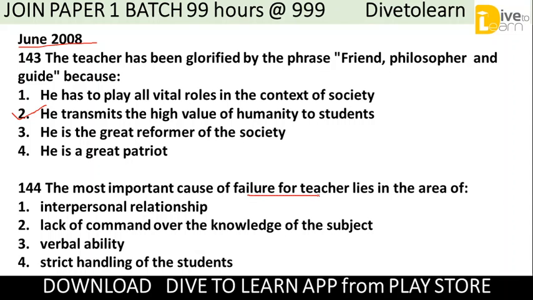The most important cause of failure for a teacher lies in the area of, see, failure of a teacher also happens. We just pass our exams and become a teacher, but it's not that we will be successful. They fail in their area too. Why? What is the reason? Interpersonal relationship, lack of command over the knowledge of the subject, verbal ability, strict handling of the student. So which one do you think is the reason for failure of the teachers? That is lack of command over the knowledge of the subject. If you don't have command over your subject, if you don't have knowledge, then you will be a failure teacher. You won't succeed in your career.